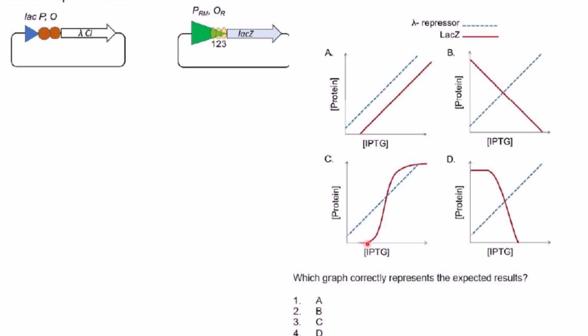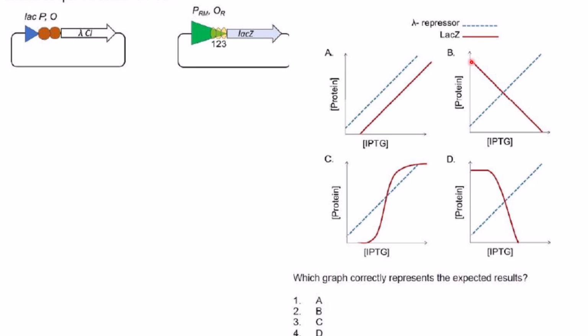Slowly, LAC-Z production also is increasing as the lambda C1 CI repressor concentration increases. It keeps on increasing. Then more molecules are available to bind to operator 3. They will bind and result in repression of LAC-Z transcription. As a result, whatever LAC-Z was formed in the cell remains constant. There is no increase of LAC-Z after binding of the CI to operator 3. So it will remain constant.